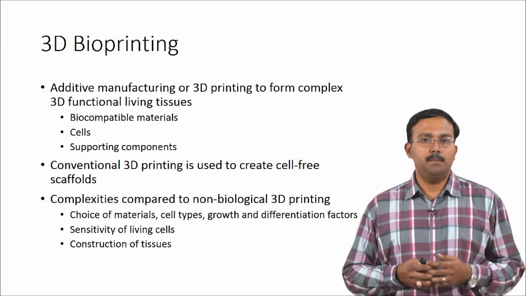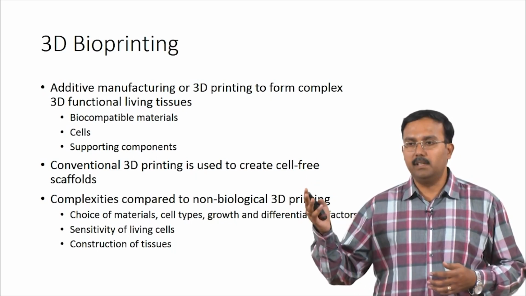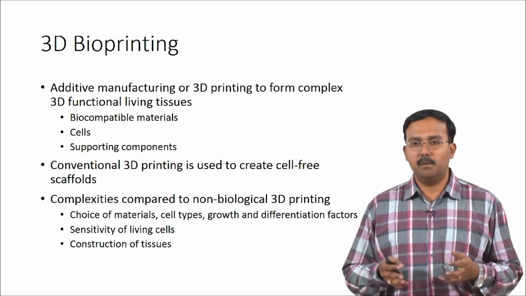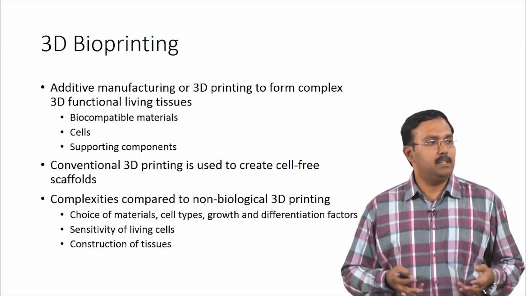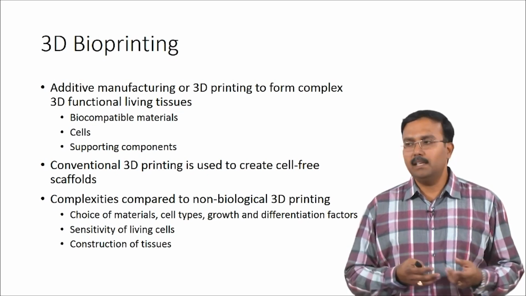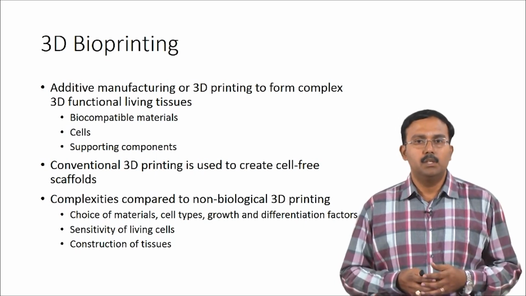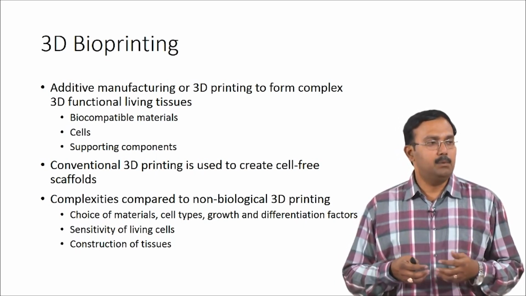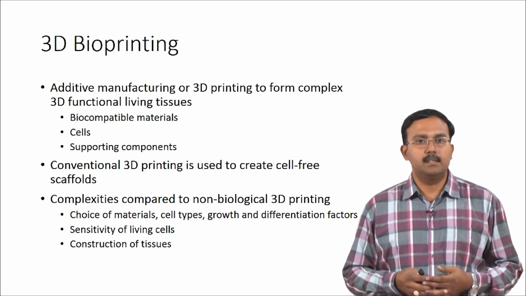Conventional 3D printing is used to create cell free scaffolds. That is what the 3D printing club here does. There is a 3D printing club where people just print 3D structures, and those are just cell free materials. You can print it in any shape you want, and you can even print it in the shape of an organ if you choose to. But in bioprinting you would want to load the cells and then print it.